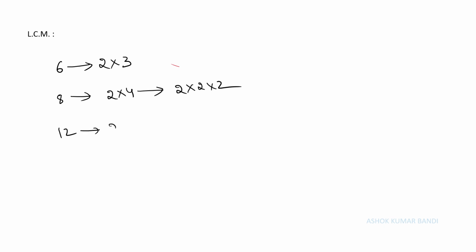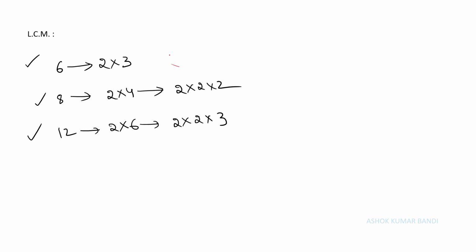Prime factorization: I am going to take the same example, 6, 8 and 12. Write these numbers as products of prime numbers. 6 can be written as 2 into 3. Both of them are prime numbers. 8 can be written as 2 into 4, but 4 is not a prime number. Further divide this one as 2 into 2. Then what about 12? 12 can be written as 2 into 6, but 6 is not a prime number, so 2 into 2 into 3. Write every number as a product of prime numbers. That is the first step.